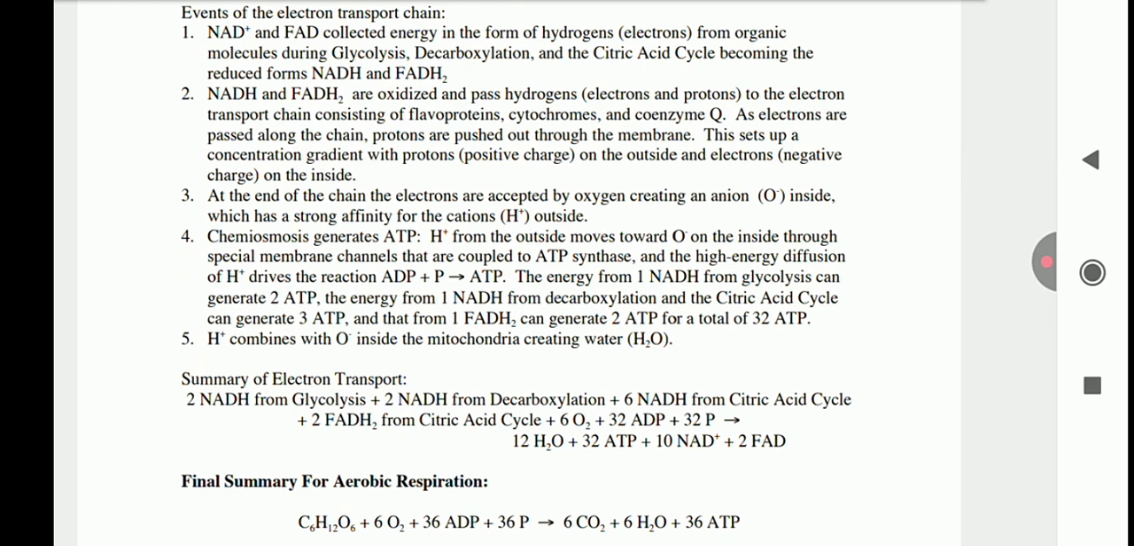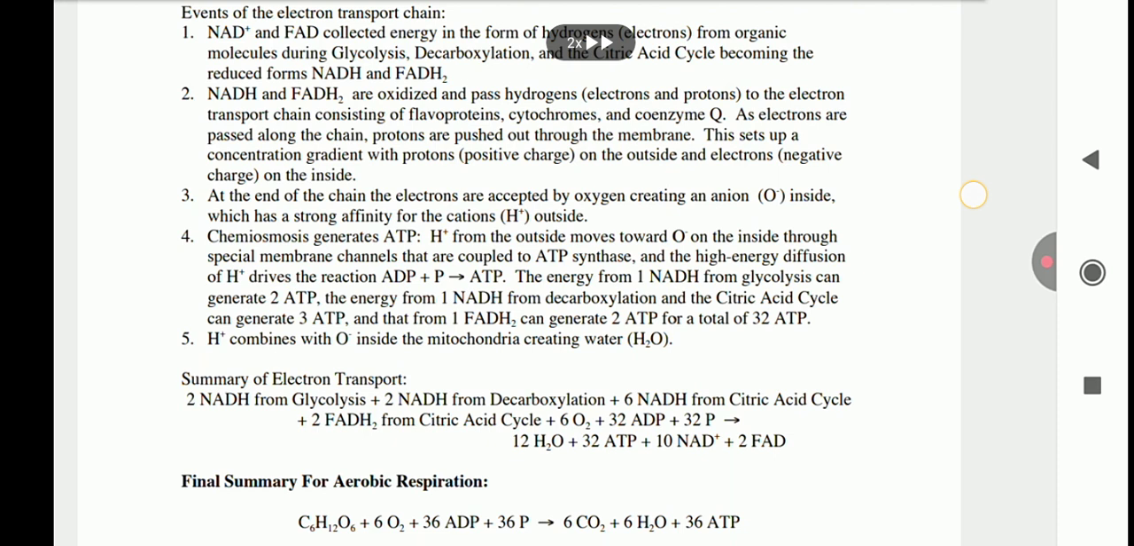The energy from one NADH from glycolysis can generate 2 ATP. The energy from one NADH from decarboxylation and the citric acid cycle can generate 3 ATP, and that from one FADH2 can generate 2 ATP, for a total of 32 ATP. Fifth, H positive combined with oxygen inside the mitochondria creates water.